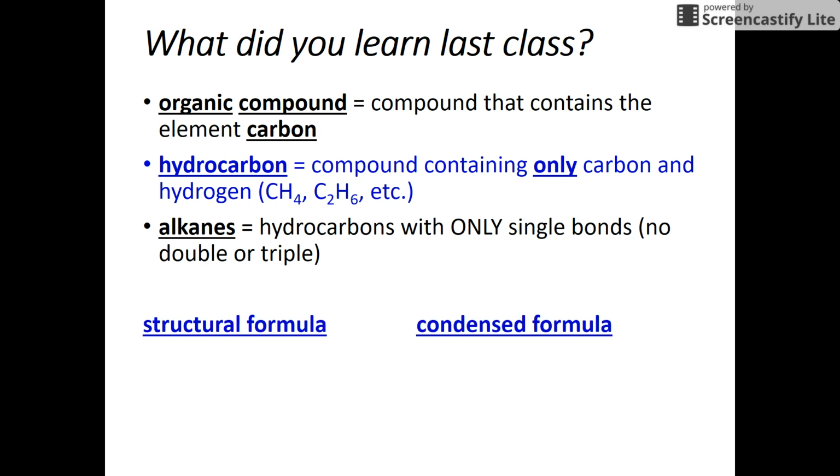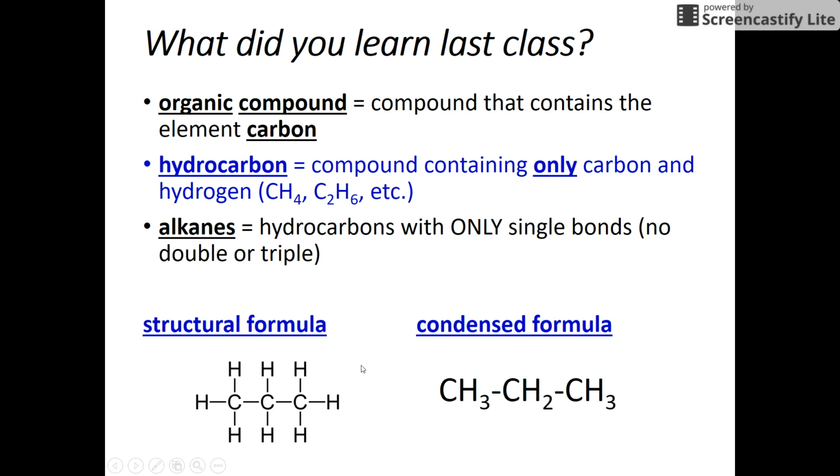We also learned about the idea of a structural formula and a condensed formula. The structural formula actually shows you where the hydrogens are attached to the carbons that are part of the carbon chain. The condensed formula is kind of a shortcut. It still shows you the carbon chain. It tells you how many hydrogens are attached in each spot. From the condensed formula, you can pretty much figure out the structural formula, but it's a shortcut way. You don't have to draw as many lines, etc.